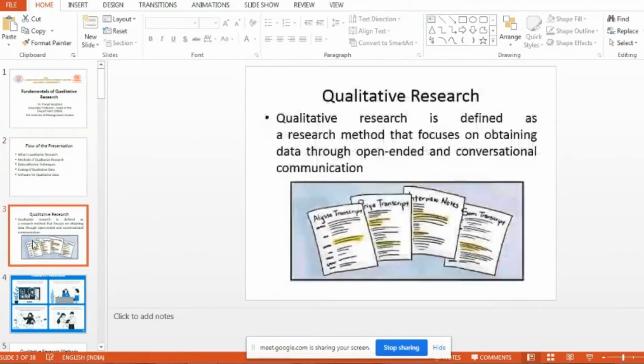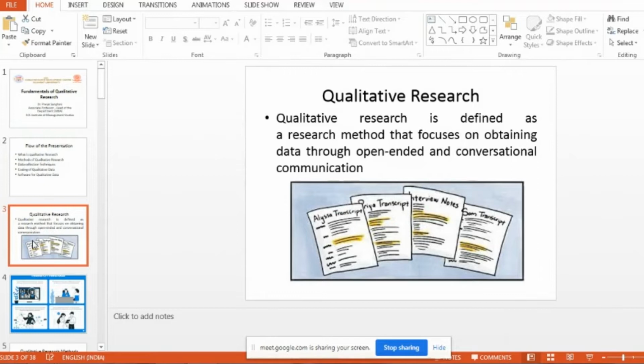First we are going to discuss qualitative research. Qualitative research is defined as a research method that focuses on obtaining data through open-ended and conversational communication. So if we have data in customer feedback form, customer suggestions, interviews with customers, or focus groups with customers, and we want to analyze those data, we can go for qualitative research.